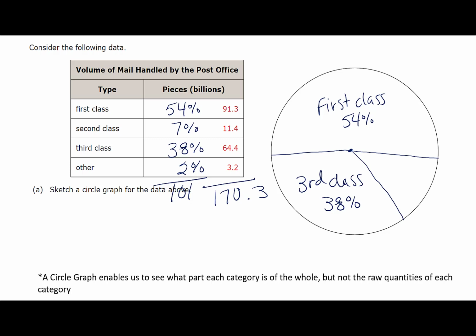And then from here, with what I have left over, I have the other category at 2% and the second class at 7%. I have a note here at the very bottom that tells us a benefit of the circle graph is that it allows you to see the whole picture, but not necessarily the quantities of each category. So if we could only see a comparison of the first class mail with the other types of mail.